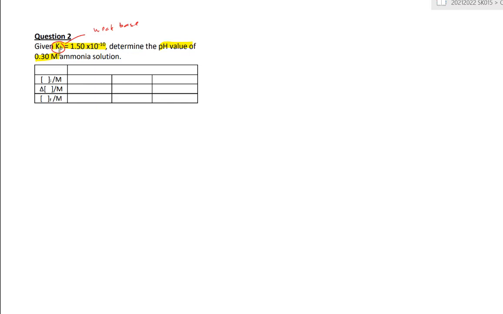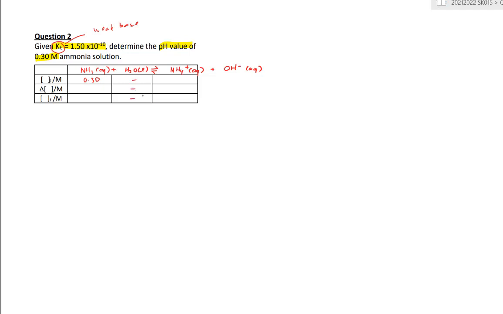weak base ammonia. So here you go, you have NH3 aqueous, and for a weak base you need to add water, H2O liquid, in order to complete the balanced equation. The weak base is in equilibrium to produce the conjugate acid NH4 plus aqueous. You add one more column, and the H2O, after donating the hydrogen ion, becomes OH minus aqueous. So the initial concentration for ammonia solution is 0.30.